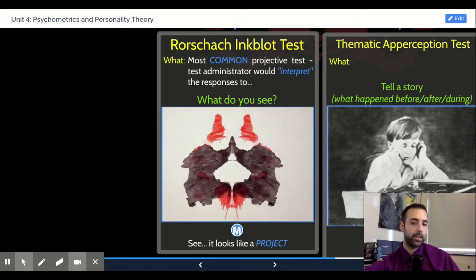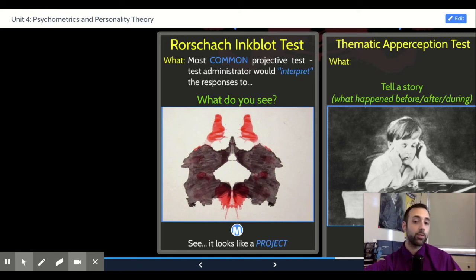And if you look at that and see two bears giving each other high fives, or whatever it is that you see, your response would then be interpreted by the test administrator, and then that person would respond back with something about your personality. If you see two bears giving a high five, then that means you're seeking more cooperation in your life. That's a reflection of your personality.